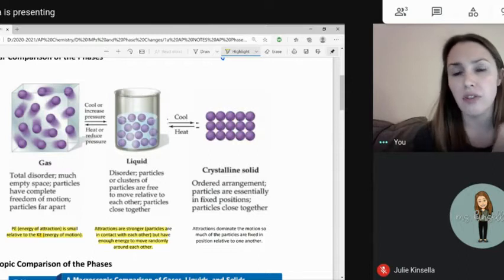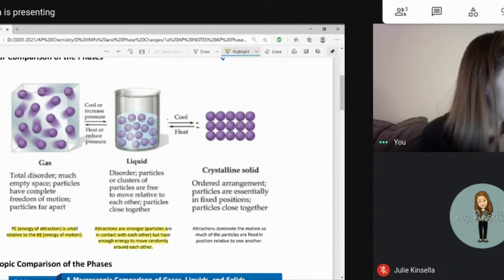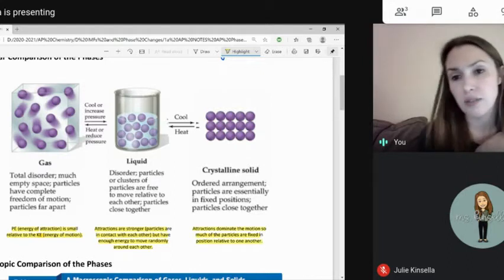And then lastly, we're going to start by talking about the crystalline solid, which has a very ordered arrangement. We'll distinguish that from an amorphous solid in a later lesson. So it's an ordered arrangement. Particles are essentially in fixed position, close together. The attractions dominate the motion, so the particles are fixed in position relative to each other.